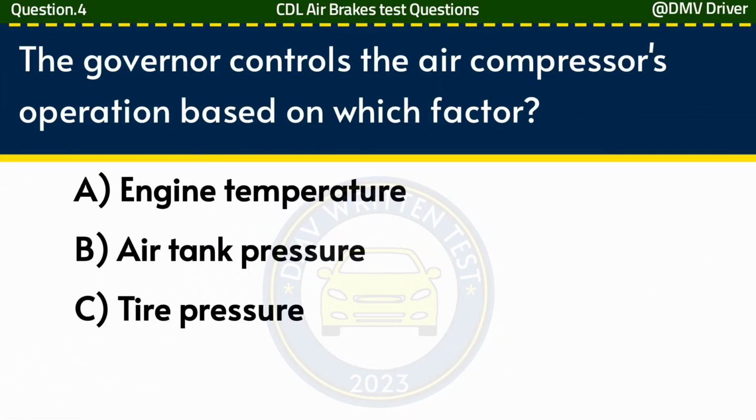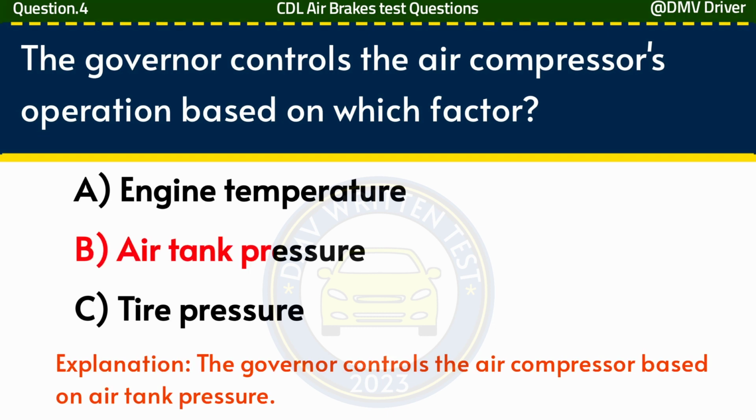Question 4. The governor controls the air compressor's operation based on which factor? A. Engine temperature. B. Air tank pressure. C. Tire pressure. The correct answer is option B. The governor controls the air compressor based on air tank pressure.